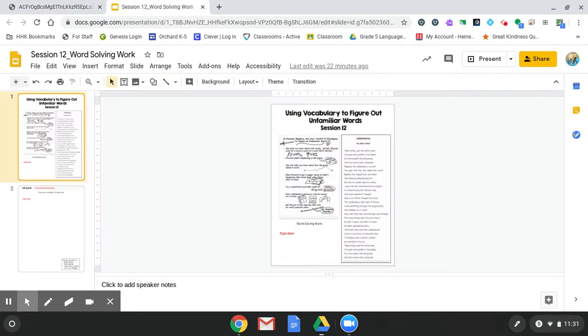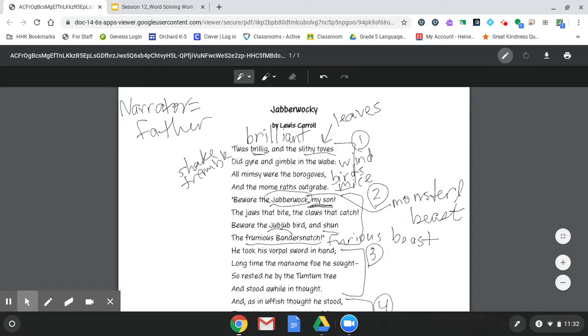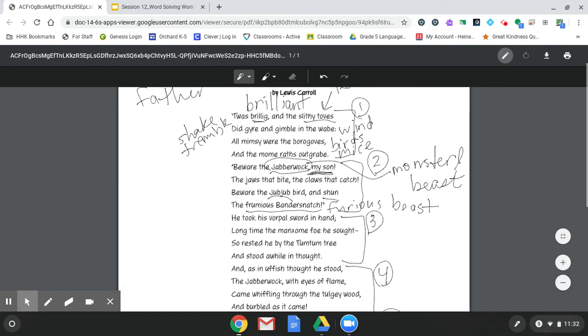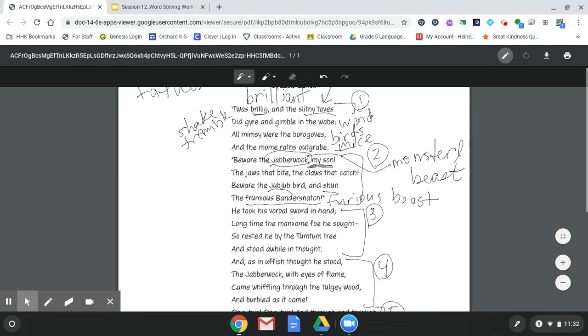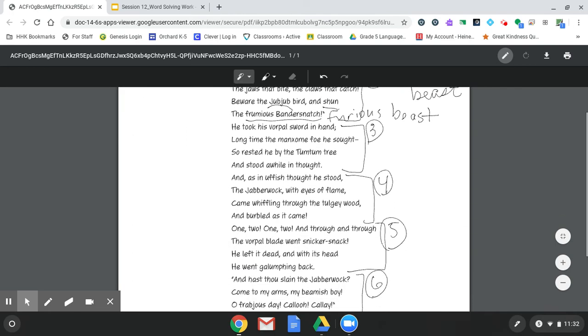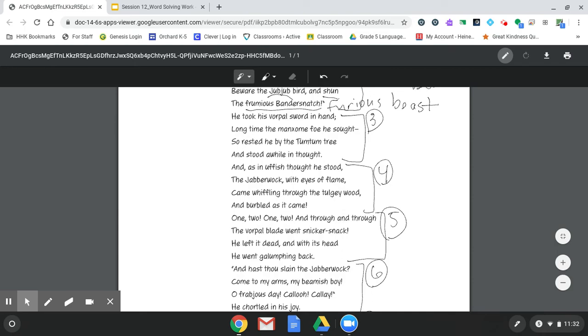And so you're going to work on those next stanzas and you can type those here where it says word solving work. So find a few words that you want to explain and then try to explain in just a paragraph what is going on in the rest of the poem. Okay. So we're up to the point where the father is telling his son to beware of all of these beasts, but then you're going to see what happens next. Okay. So you're going to write what you think happens next in the poem.